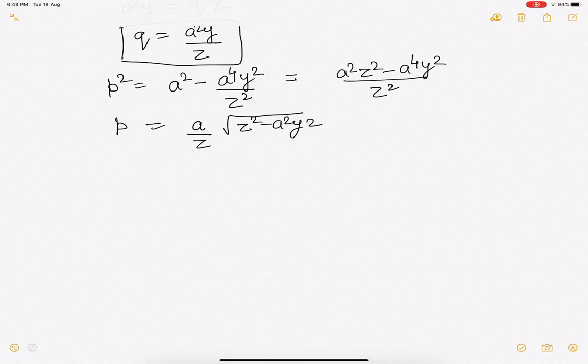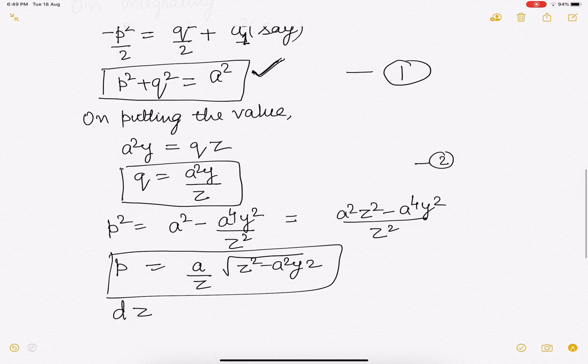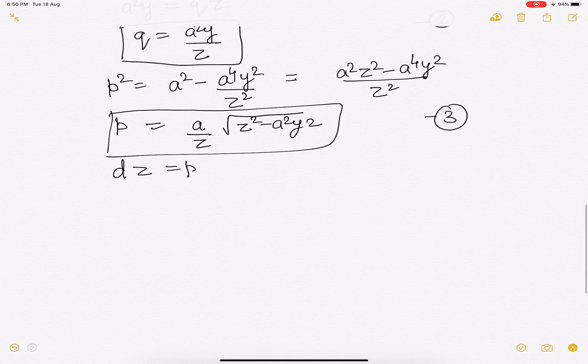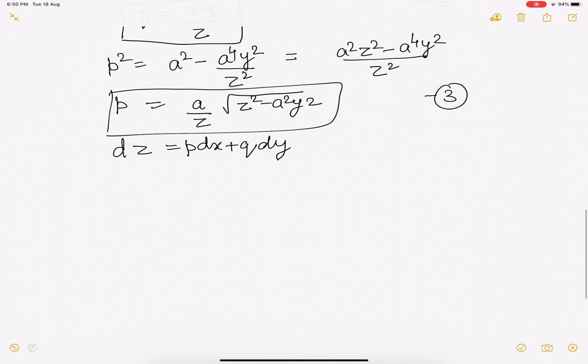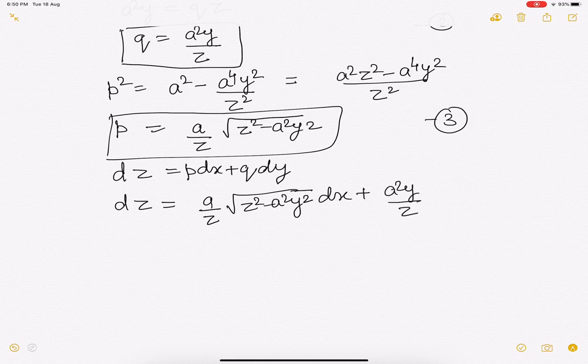Now the next step says we have to put the values of p and q in dz is equal to p dx plus q dy. So let us put the values here. We have q here. So dz is equal to p, that is a by z root over z square minus a square y square, dx plus a square y upon z dy.